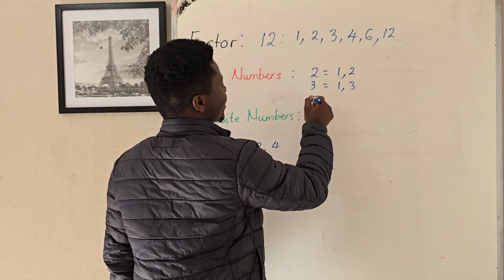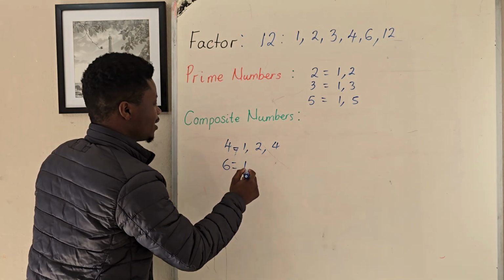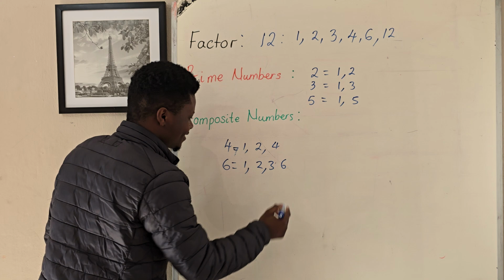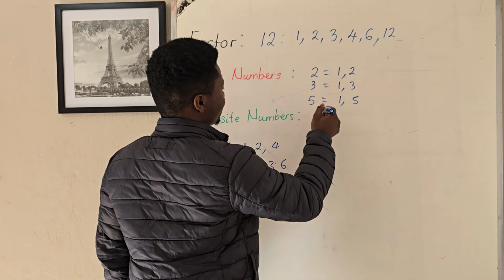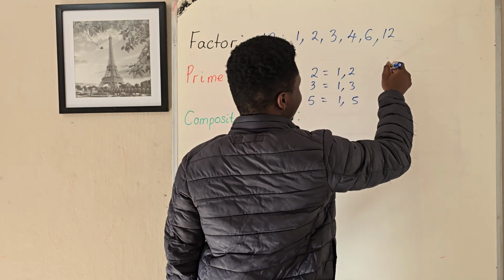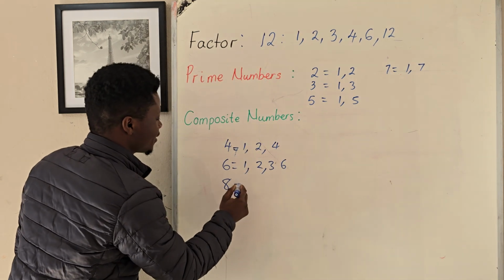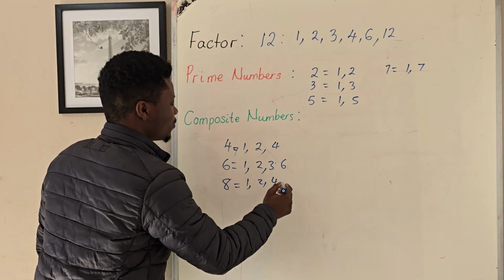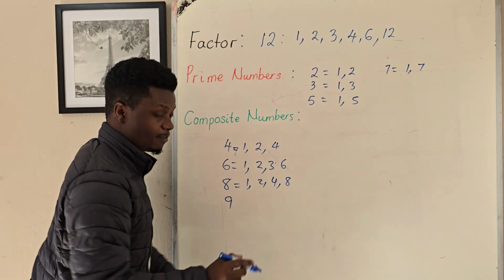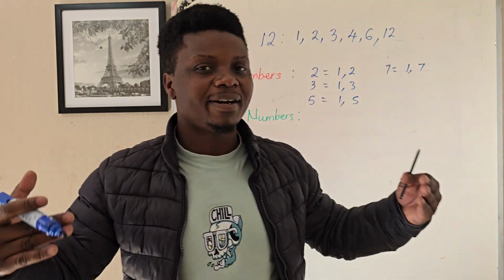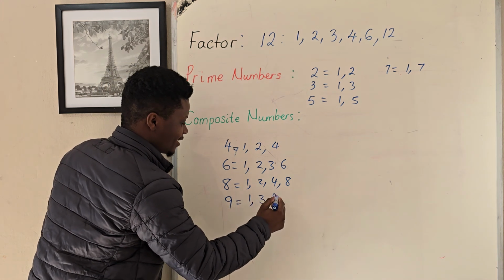Let's list factors of 5. It's only 1 and 5. Factors of 6, there are many. We have 1, 2, 3, and 6 itself. So we have 4 factors, so that's a composite number. Let's look for factors of 7. The factors of 7 are 1 and 7. Factors of 8 are 1, 2, 4, and 8 itself. Factors of 9, many of you make a mistake thinking that 9 is a prime number. 9 isn't a prime number because the factors are 1, 3, and 9 itself.